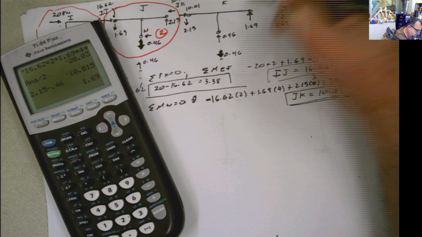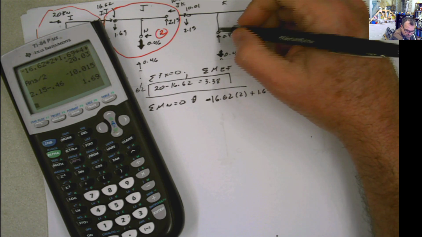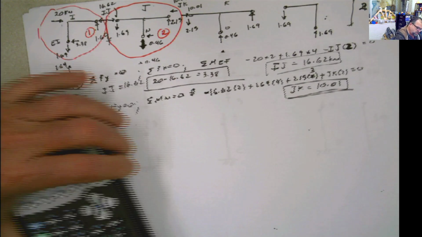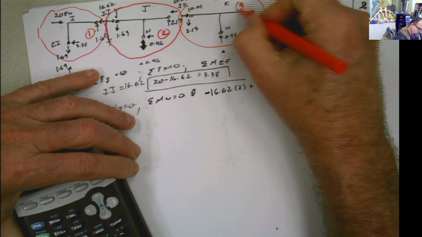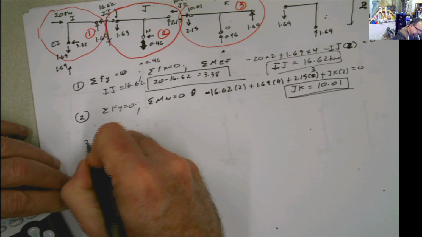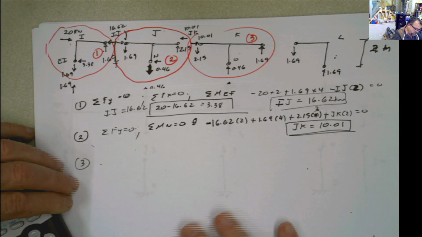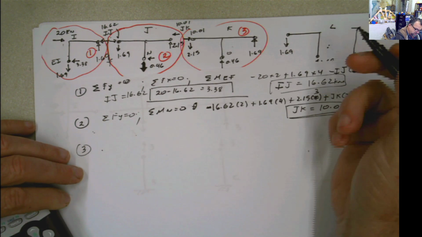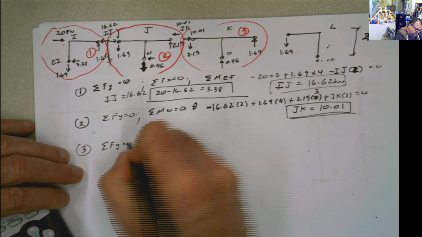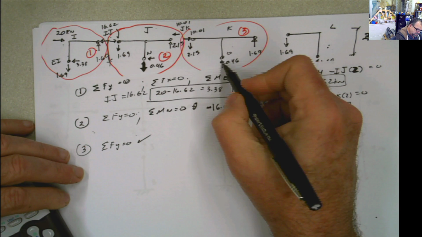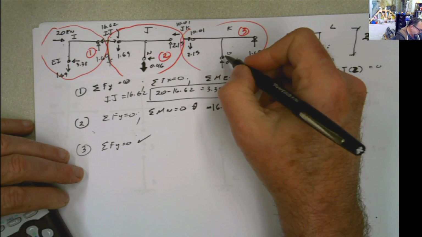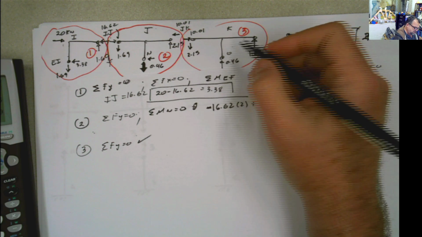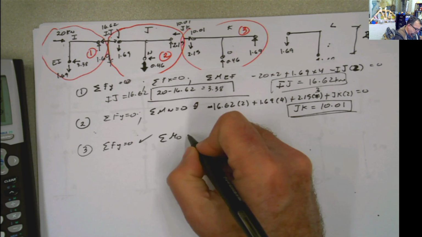So then we can do the same thing. We can do summation of moments at that point. At that point, we call it before O. So I'm going to call this 3. And in 3, we can say, okay, summation of forces in Y, we already did it. Now I can do summation of moments at this point, at the point O. Summation of moments at O equals 0.